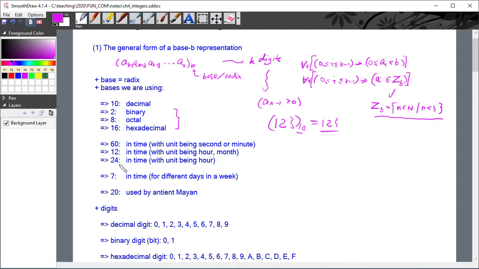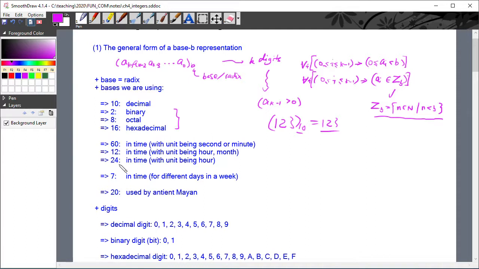And in addition to that, we are using base 7 to describe different days in a week. We have from Monday to Sunday. And of course, in that case, usually we don't use the number, but still, there are a total of 7.